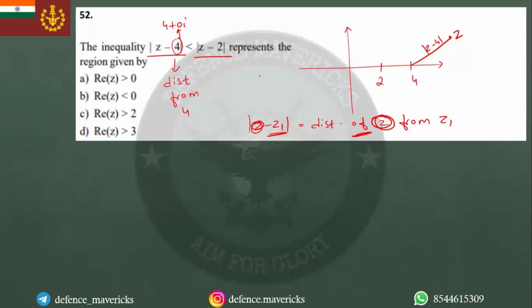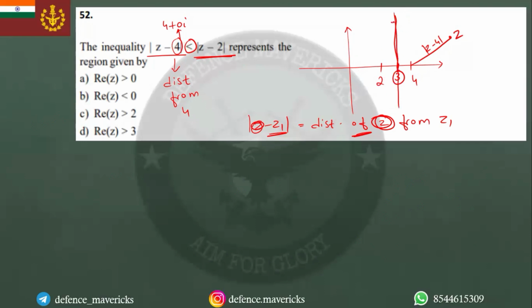So distance of Z from 4 should be less than the distance of Z from 2. So if you see, whenever you have to compare, less than, less than or equal to, or greater than, you can think of a point which is midway between, where both of them are equal. So where are they equal? At 3 comma 0. In fact, on any point on this perpendicular line, the distance will be same.